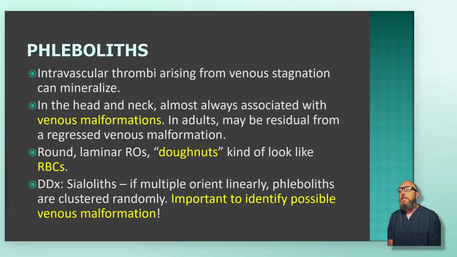So Phleboliths, these are calcifications that come from intravascular thrombi in the head and neck. In about 95% of cases, these are associated with a venous malformation, or sometimes we'll refer to that as a hemangioma. These may be seen in adults, although hemangiomas tend to occur younger. These may be residual from a regressed venous malformation. Typically occur with venous.